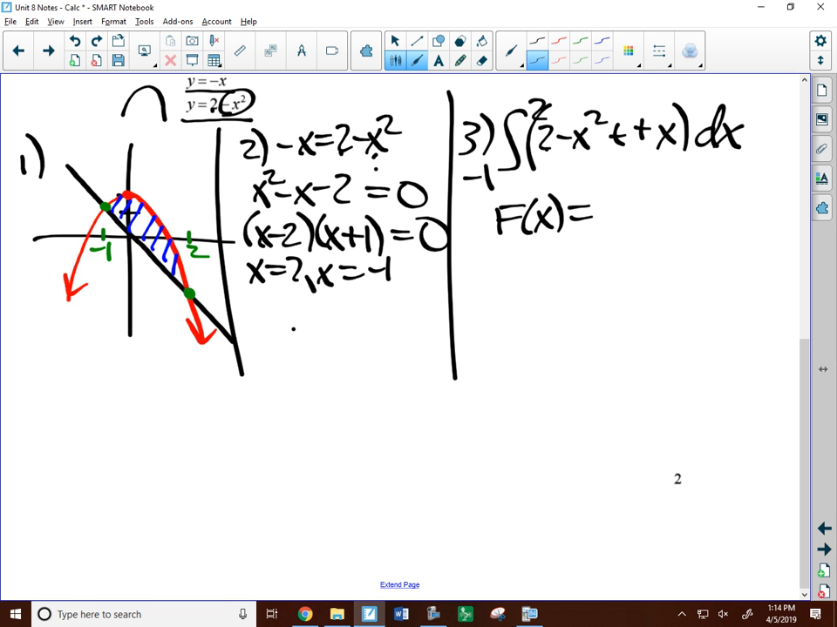So the first one will be 2x, the antiderivative of 2. I got minus, power rule, x cubed over 3, plus another power rule, x squared over 2. Right, well, f of 2 minus f of -1.